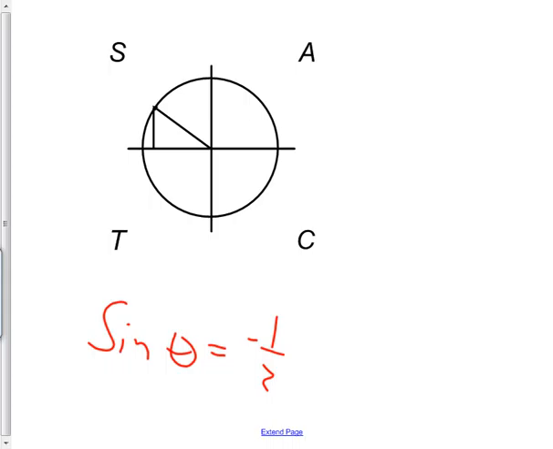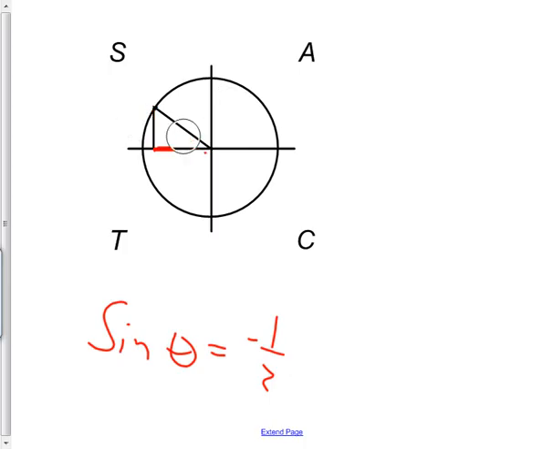Sine's always positive here. If you think about it, this side right there is positive. It's this side right here that's negative. And so if I'm doing sine as opposite over hypotenuse, it would be this one over this one, and those are both positive. That's why sine's positive there.